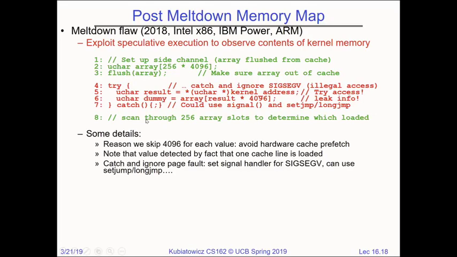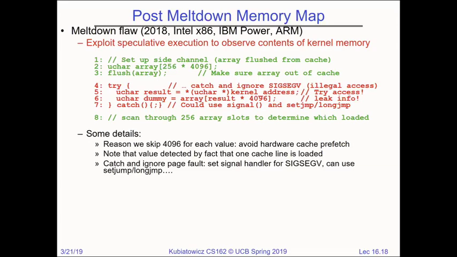So now the last thing I do is I just scan through 256 entries in the cache, and I find out which one is fast. And the one that's fast is the one that got loaded on line 6, because line 5 brought that 0 to 255 value out of the kernel. Everybody see how the timing bug works there? That's a timing channel.